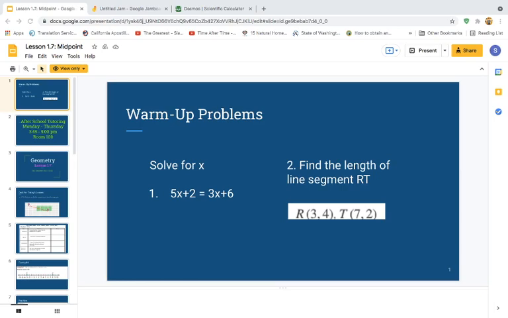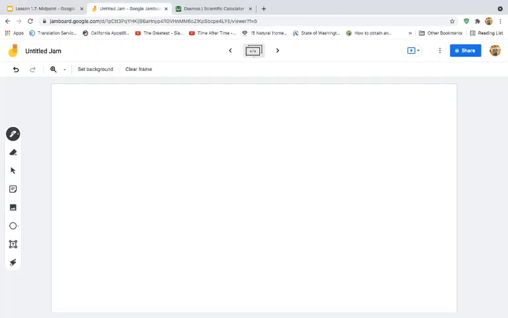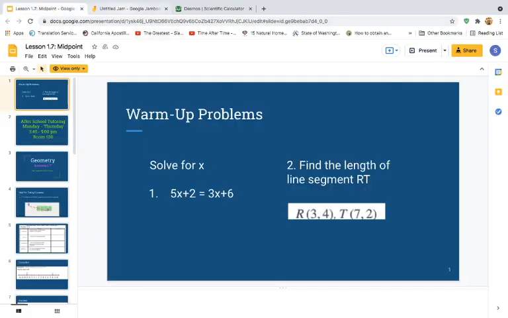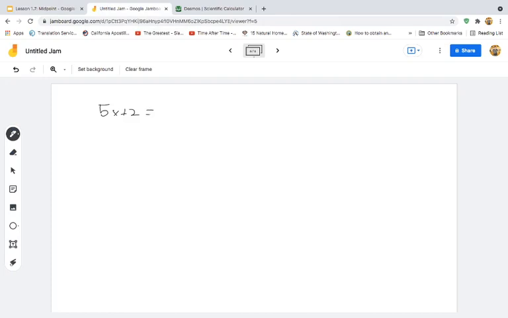Okay, so let's go ahead and check how we did on the warm-up problems. Start with the first one. First one is just basic algebra to solve for x. So we have 5x plus 2 equals 3x plus 6.